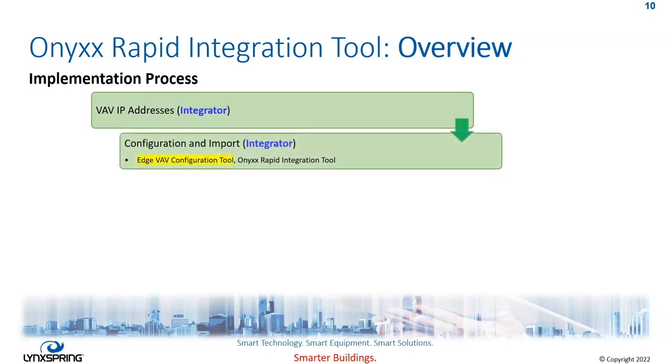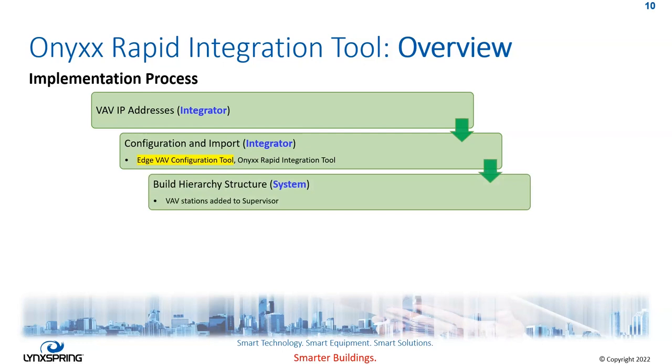The second thing they're going to be doing is preparing the spreadsheet with the VAV specification data and then using the Onyx Rapid Integration tool to import that data into the supervisor. So we're going to be using the Edge VAV configuration to build the spreadsheet. Then we're going to be using the Onyx Rapid Integration tool to import that spreadsheet.